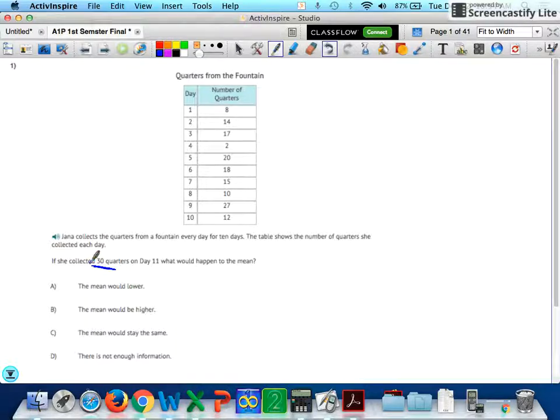Just from eyeballing it, I can see that 30 would be the highest number in this list. In fact, it would be the maximum. So I'm already thinking that it would probably make this mean go higher. Because if we have a bunch of grades in the grade book and then you add in 100, it's going to bring your grade up.